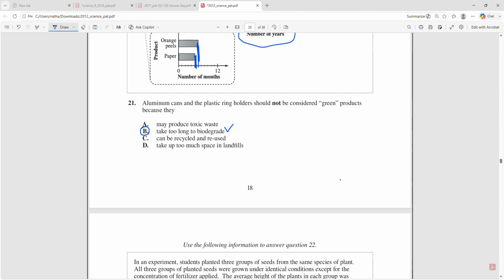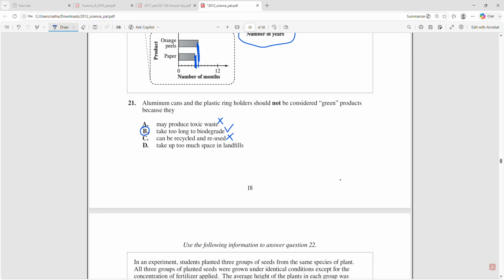A says may produce toxic waste, should not be considered green. Now, that's true of the plastic rings. It was uncertain, so it may produce toxic waste. However, we're talking about both of these, right? We're also talking about aluminum cans, and aluminum cans do not produce toxic waste from that chart. Can be recycled and reused. They both can be recycled and assumingly reused. But that's not a reason why they would not be considered green. It's a good thing. That's not a reason for them to not be considered green.